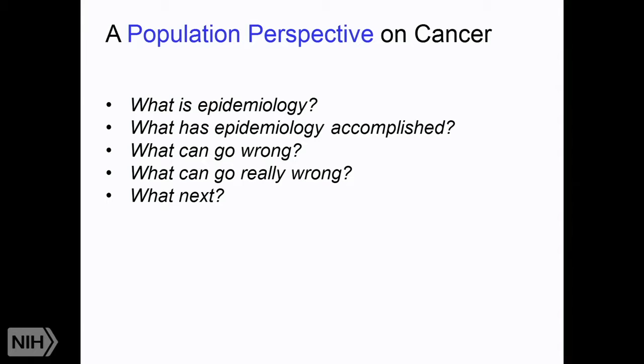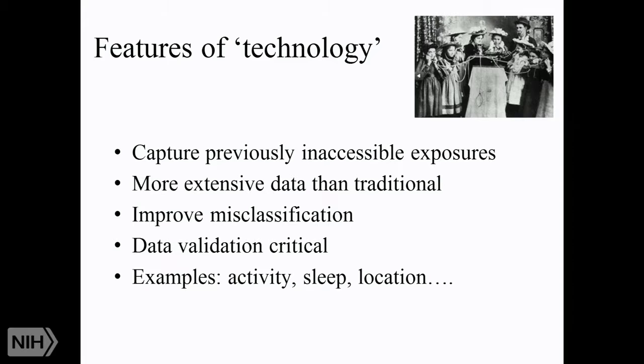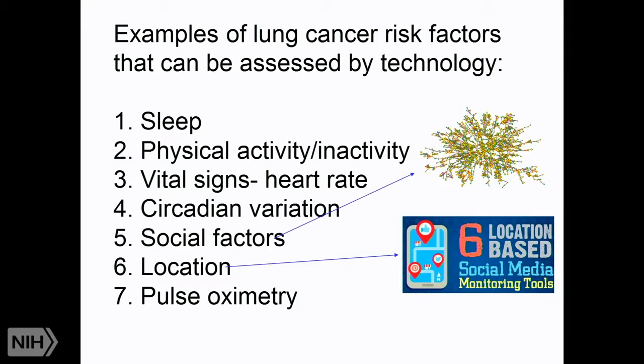I will take 2 minutes to talk about what's next. Technology. So we use technology to capture some exposures that have previously been inaccessible. We can improve misclassification. It's very critical to validate these. What can we get at that we couldn't before? Examples are sleep, physical activity, vital signs, circadian variation, social factors, location, where you are, and pulse oximetry. These are some examples relevant to lung cancer.